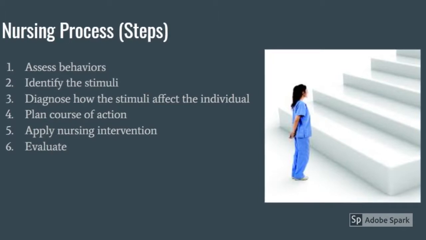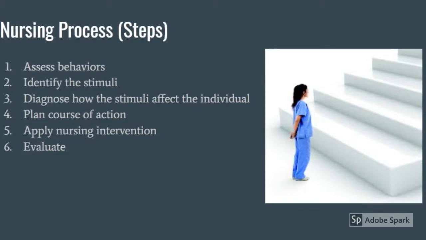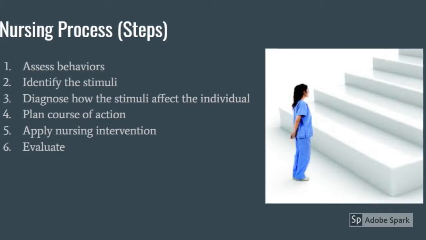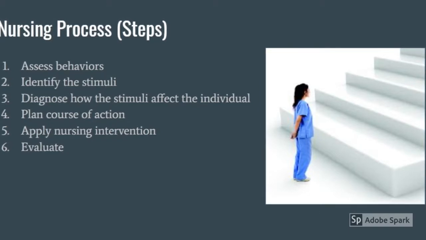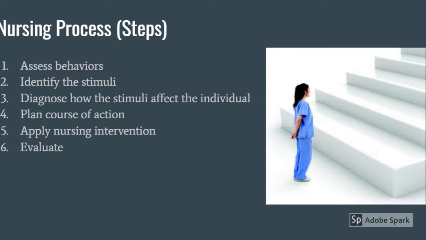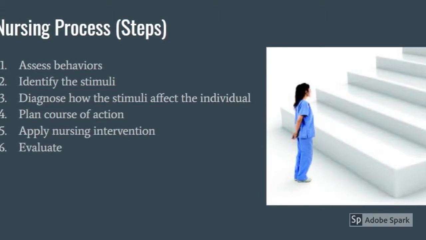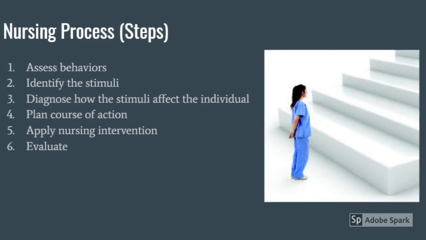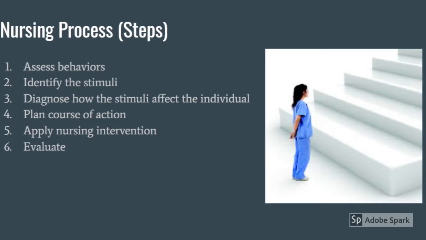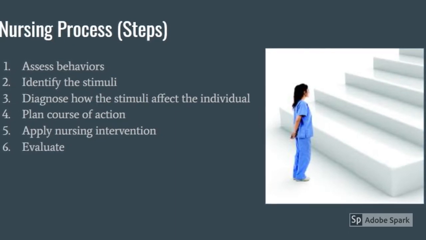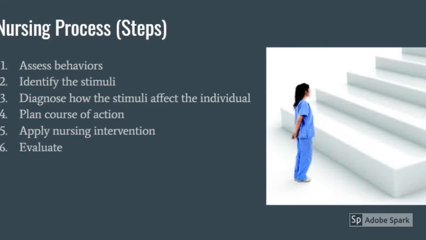1. Assess behaviors of the individual in each of the 4 adaptive modes. 2. Identify all stimuli and classify them into focal, contextual, and residual, which are inhibiting successful adaptation. 3. Diagnose the behavior using data gathered and which stimuli are impacting the individual most prominently. 4. Plan a goal and outcome for the individual. 5. Implement nursing intervention to meet goal. 6. Evaluate whether intervention was effective for adaptation. If it wasn't effective, try a new intervention.